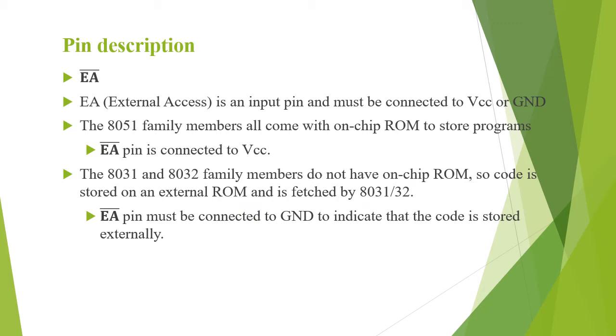Next is EA, that is external access. It is an input pin and will be connected to either VCC or ground. When an 8051 family member is used which has on-chip ROM to store programs, the EA pin will be connected to VCC. And for 8031 and 8032 family members which don't have on-chip ROM, the code will be stored on external ROM. Hence, the EA pin will be connected to ground, which will indicate that the code is stored externally.